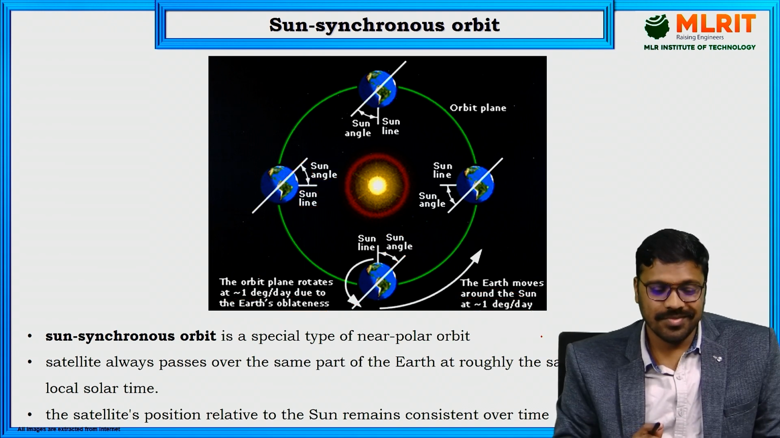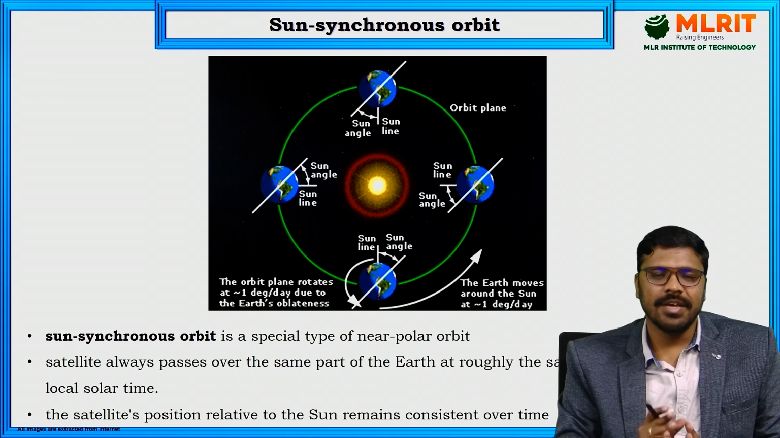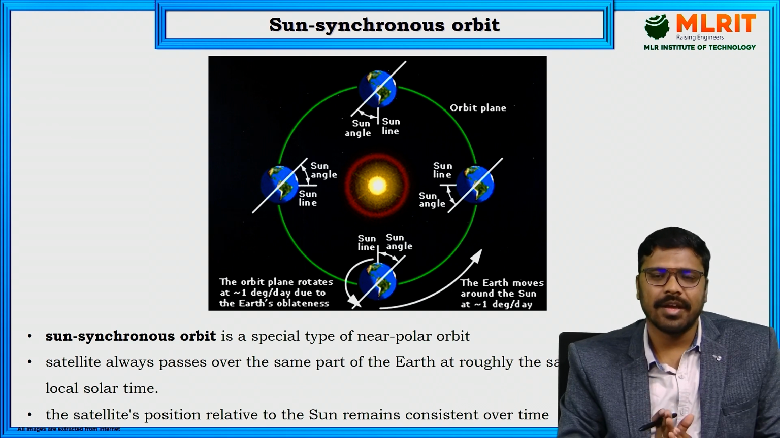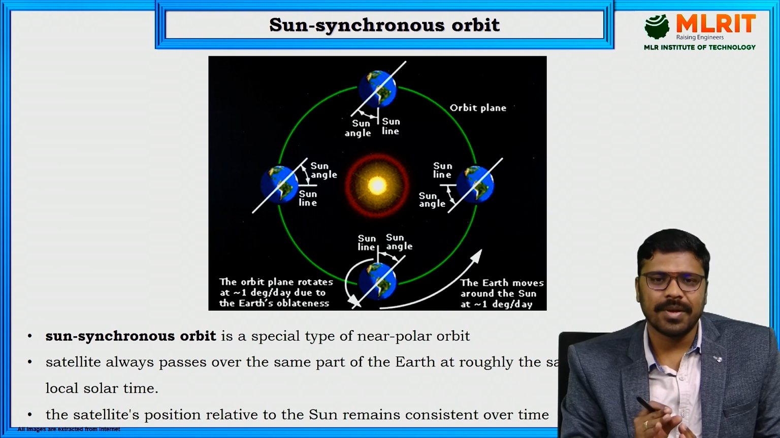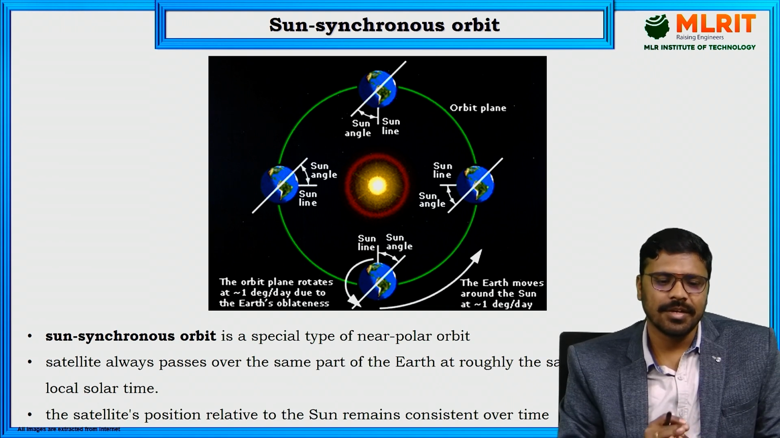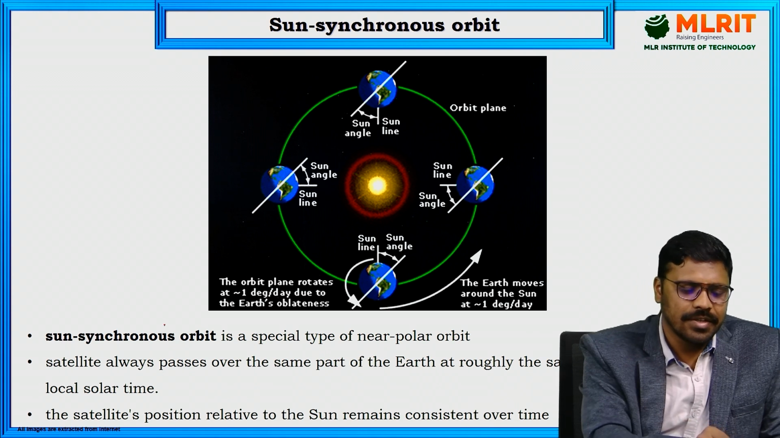So this particular orbit, which makes the same angle with respect to the sun line, and in which the satellite occupies the same place at a particular solar time in a day, is called sun synchronous orbit.